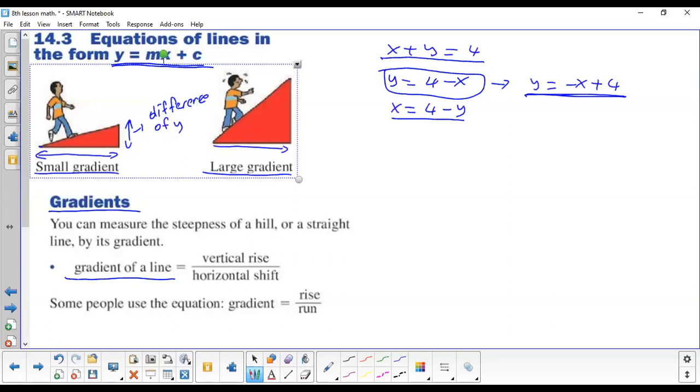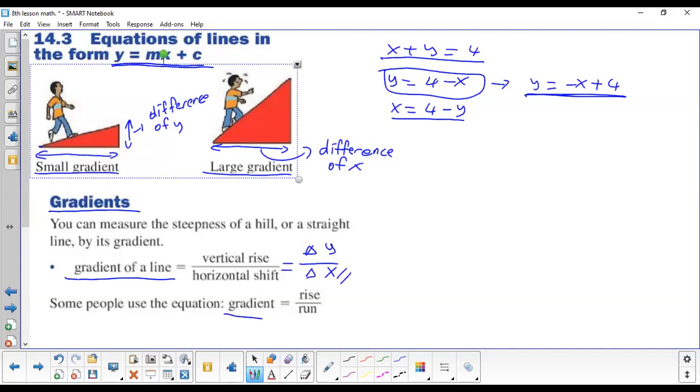Here, the difference of x. So, if you have here shortly, gradient is equal to difference of y over difference of x. We will need this for our lessons that will be in advance.